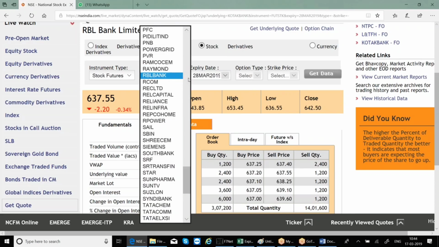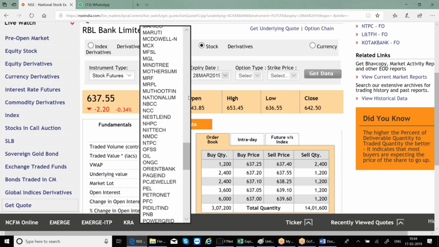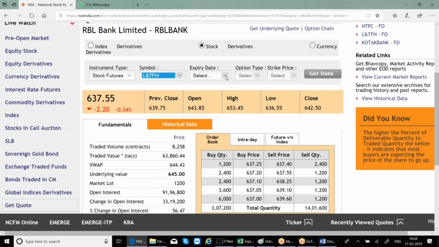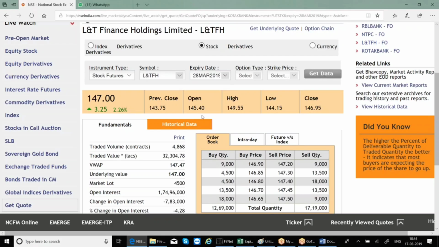So what do I see? After a short build-up, if it is a short covering, as I said, there was a trade in LTFH, right? What has happened? Can you see something over here? As I explained in the webinar also, it was a gap up opening. Previous close was 43.75. It opened at 45.40. So it's a gap up opening.